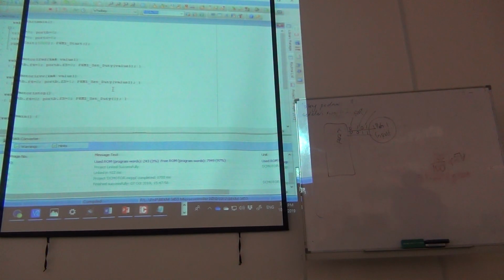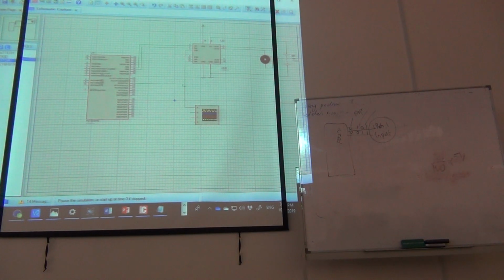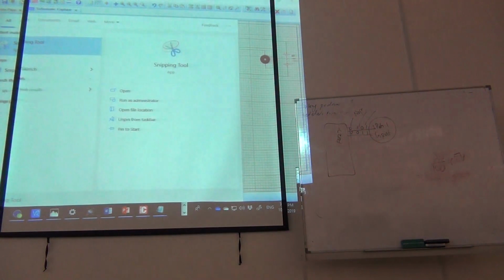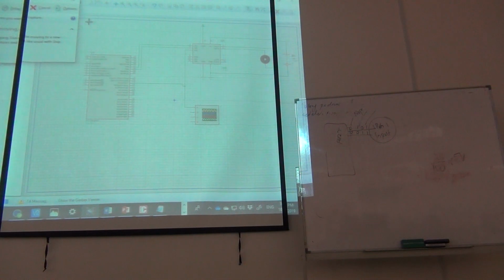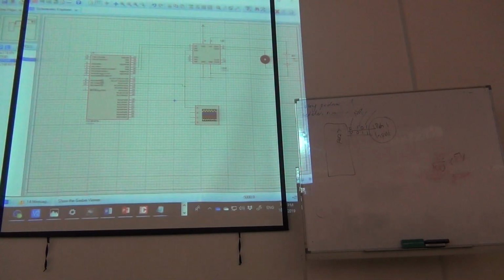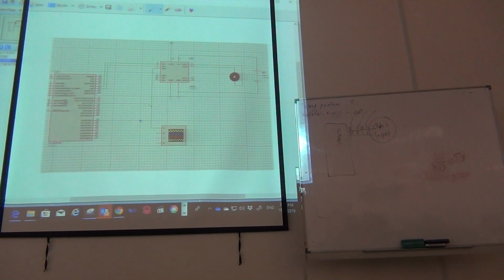And for the Proteus image, you can simply go to this one and type snipping tool. Then you go for new. Then you can snip this one only, save it to your desktop and send it to me. This snipping tool is a powerful tool. No more print screen. Print screen is very big. I just want the image only.